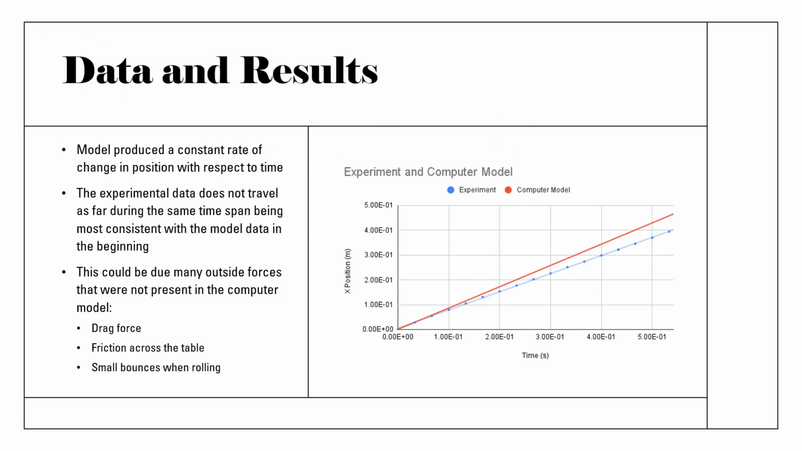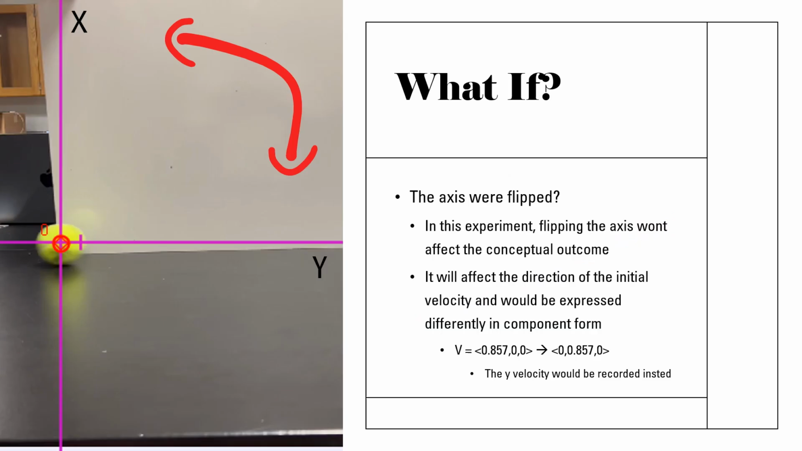From the model, it produced a constant rate and plot of a straight line, but the experimental data does not show the same. After a while, past the beginning of the experiment, it starts to dip down, showing a decrease in velocity over the course of the experiment. This could be due to a lot of things, mainly outside forces like friction or air resistance, or some user error, as there appeared to be some small bounces in the video.